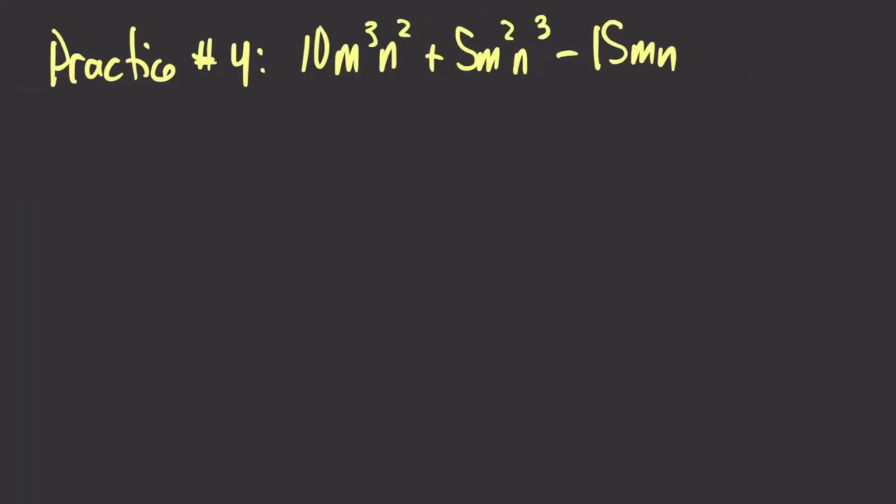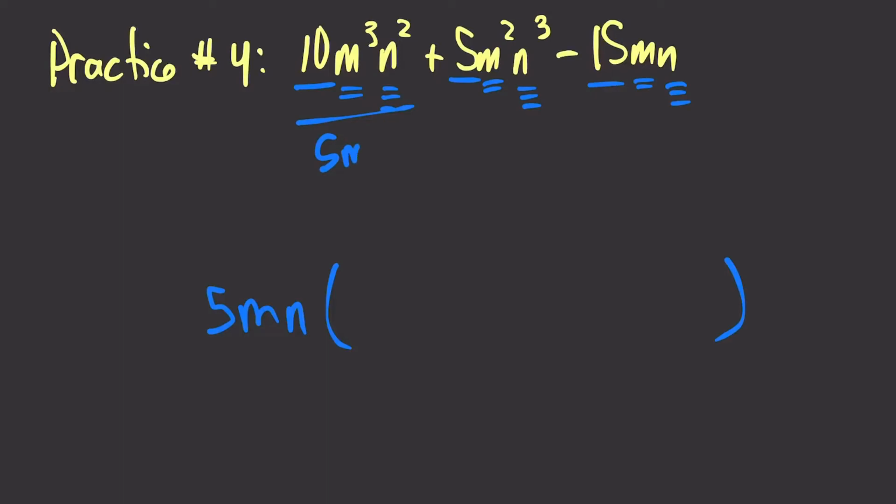All right, just a couple more. All right, so this one here, again, pause it, try it on your own, and then restart the video. Okay, so I've got a 10, a 5, and a 15. I think you guys can all agree 5 is the largest number that goes into all three of those. I've got an m cubed, an m squared, and an m, so I have to pick an m. N squared, n cubed, n. So the smallest exponent there is just 1, so it's going to be 5mn. That is going to be my GCF. That is what I'm going to divide all of these by.